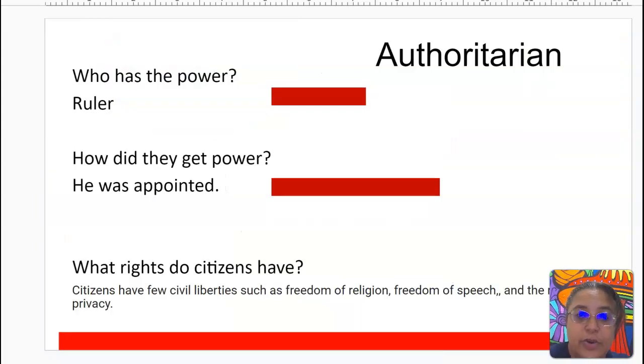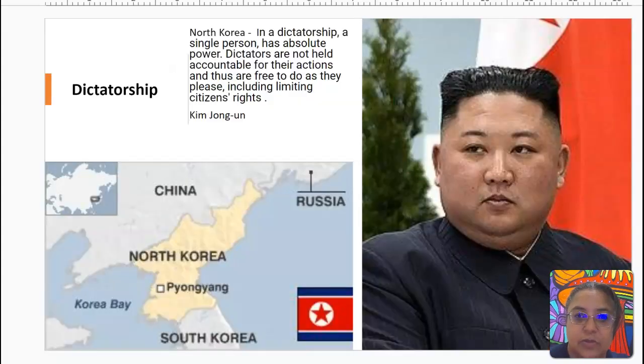Authoritarian: who has the power? The ruler. How did they get power? He was appointed. What rights do citizens have? Citizens have few civil liberties such as freedom of religion, freedom of speech, and right to privacy.